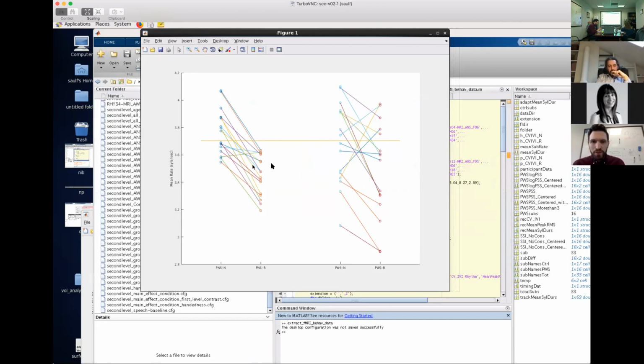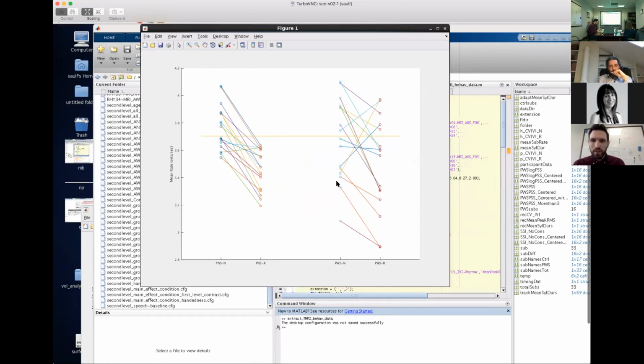But then there's also this issue of, well, the stuttering group has more of a spread than the control group. So trying to account for the overall speaking rate within each group, so that we're comparing them at the same group and getting rid of the variability that potentially comes from this variability in speaking rate.